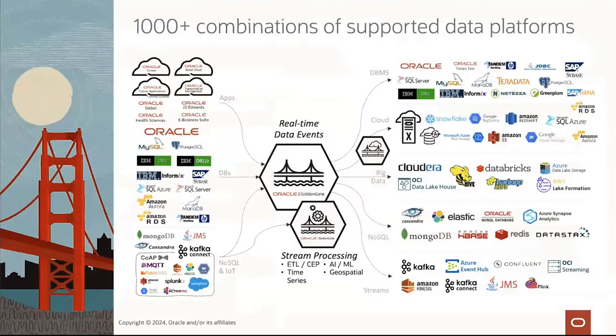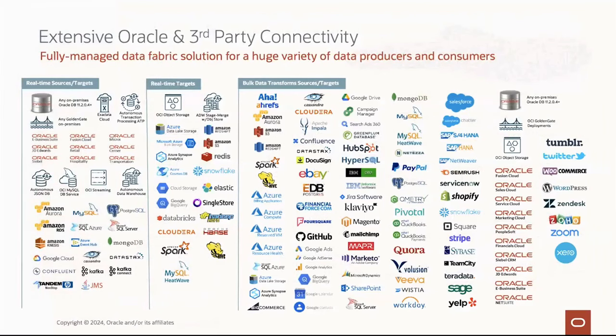And these are some of the different combinations of supported data platforms for GoldenGate. You can see there are different application options here, different database options like MySQL, NoSQL and IoT, big data, and all these options. And this is another insight into some of the different options: real-time sources and targets, real-time targets, and bulk data transform sources and targets. So you can see more of the breakdown of the list here.